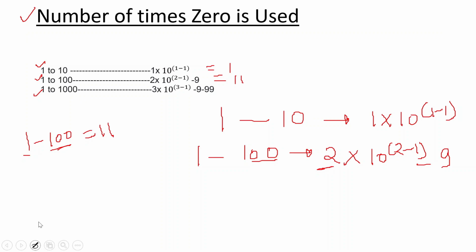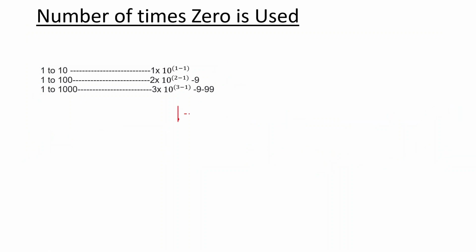Now let's see 1 to 1000. Suppose you write numbers from 1 to 1000. Let's write like this: 1 to 1000, how many times will 0 be used? The power, this is 3 into 10 to the power 3 minus 1, and this will come 2. So you need to write like minus 9 and minus 99.